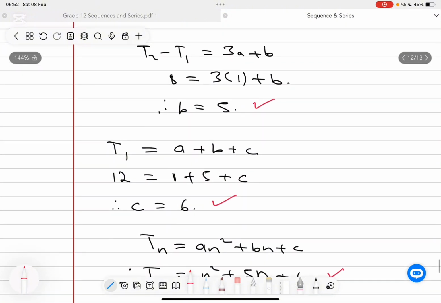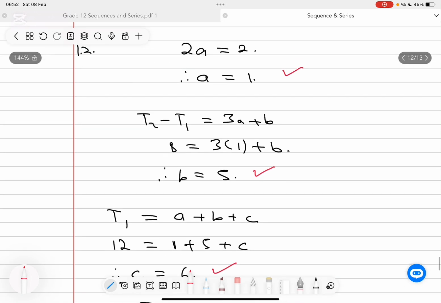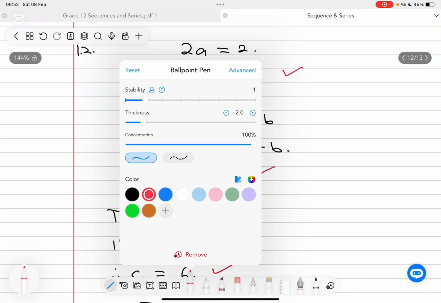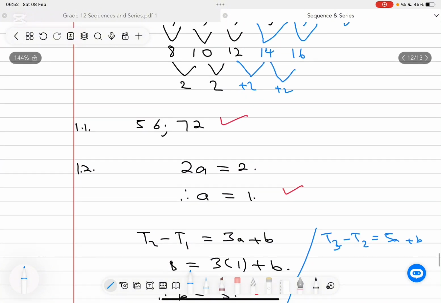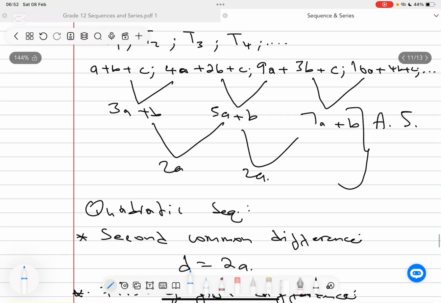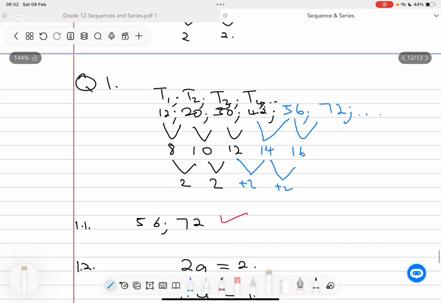I just want to add here that it is possible on this part to actually find the second of the first difference, T3 minus T2, which was defined by 5a plus b. So just to go back here quickly, if you look at this here, the second of the first difference is 5a plus b. It is always going to be like that.